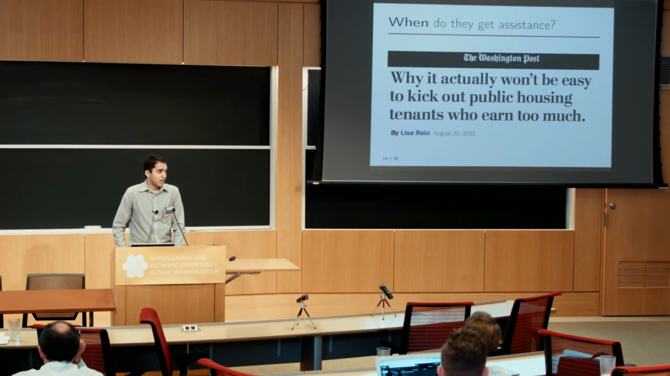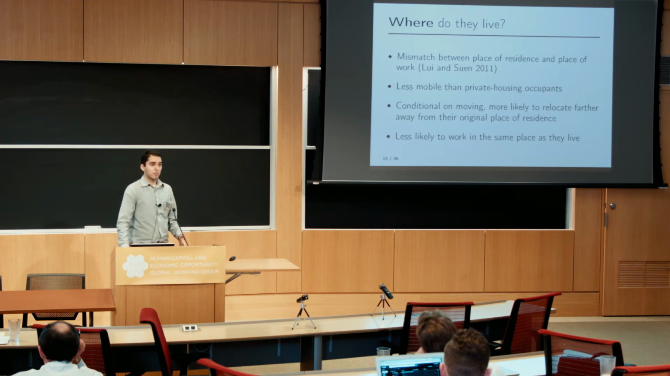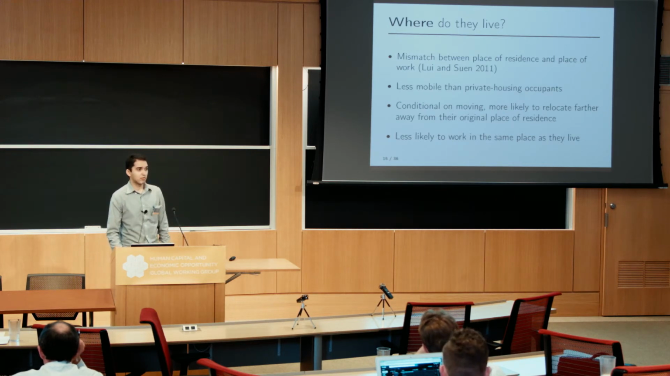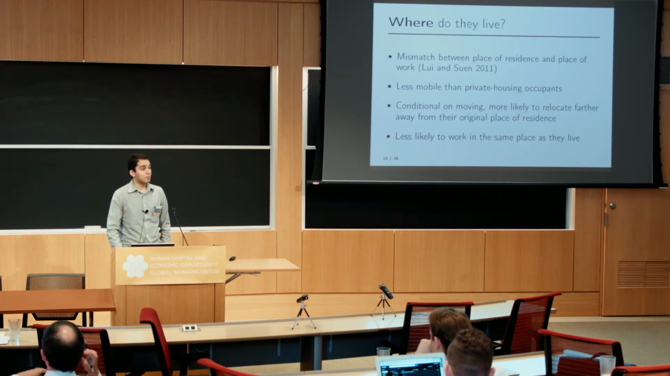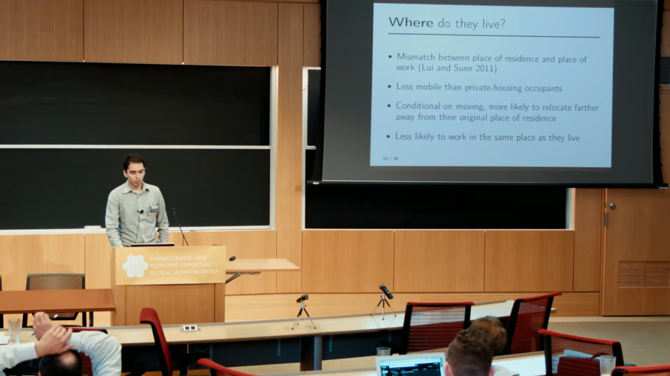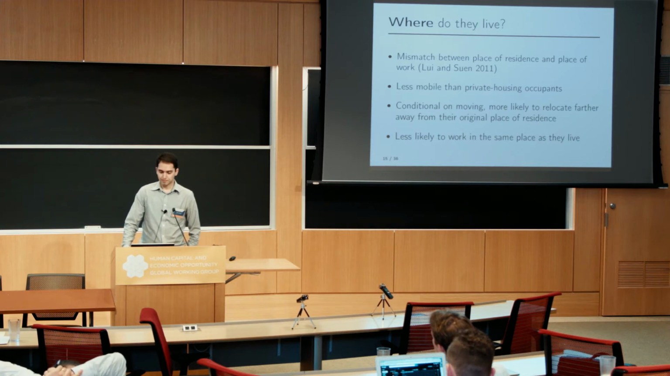So when you get to the top of the waiting list, the question is, where are you going to get an assignment? Most assignment mechanisms don't provide people with much choice over where they'd like to live. So here's a study from Hong Kong which talks about spatial mismatch. They conclude that private housing residents are more mobile than their public housing counterparts. Conditional on moving from public housing, you're more likely to relocate farther away from your original place of residence, and you're less likely to work near where you live.